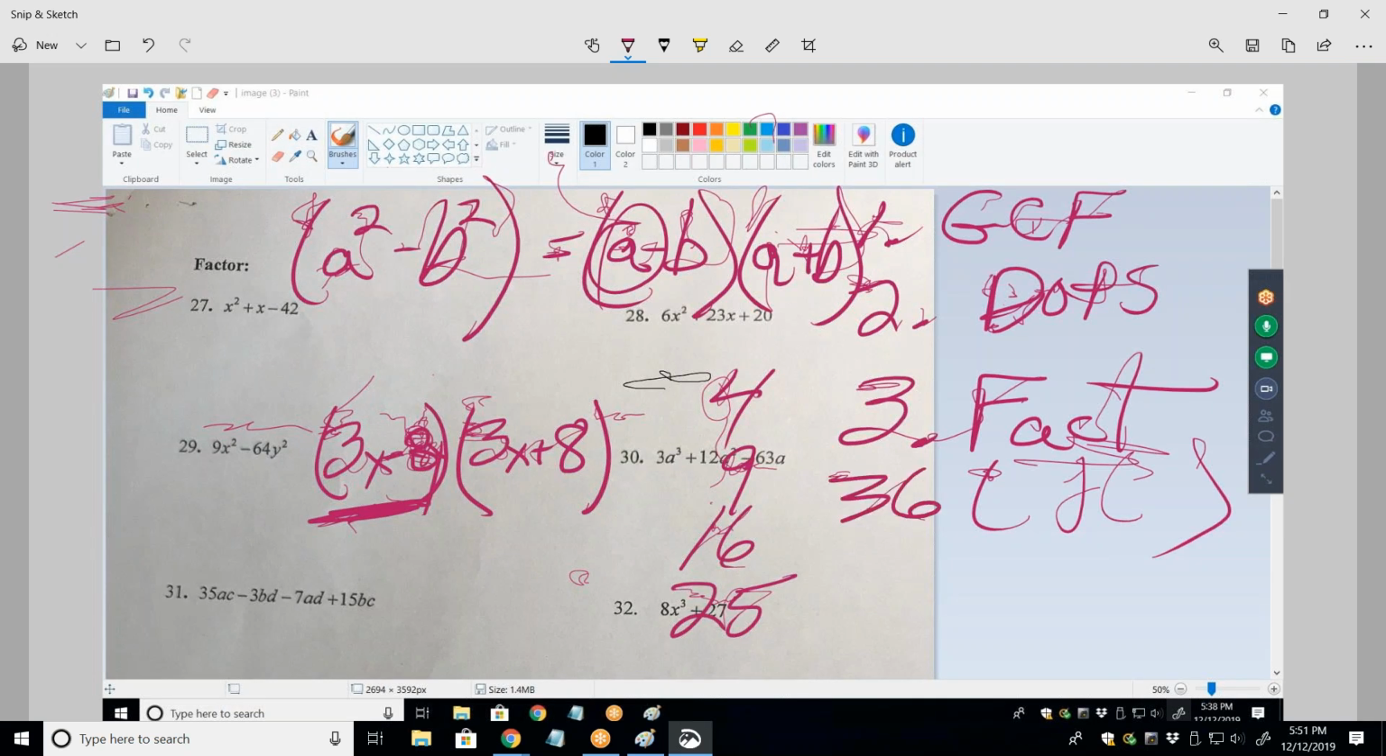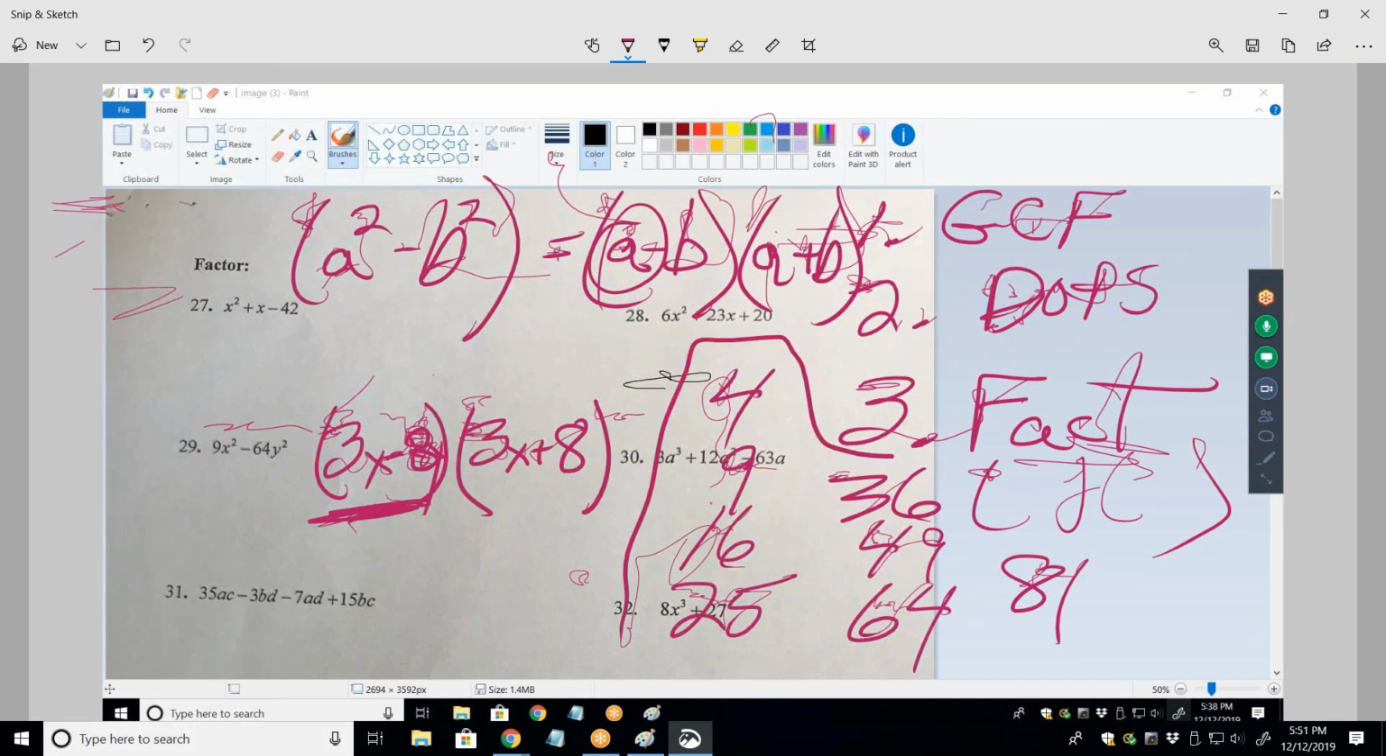6 squared? 36. 7 squared? 49. 8 squared? 64. 9 squared? 81. Remember those and be able to recognize them when you see them, that that's a perfect square number. In other words, when you see the number 49, you should be thinking that's 7 times 7. Square root of 49 is a whole integer number.